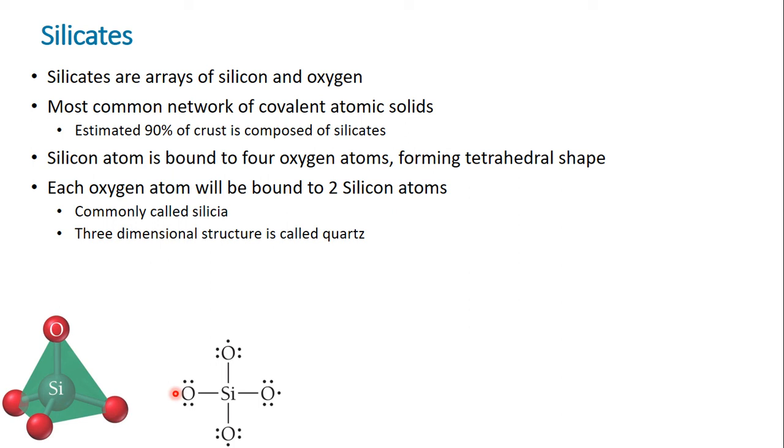And each oxygen, as you can see here, we only have 7 electrons. So each oxygen is actually bound to 2 silicons. So you'd have a silicon here, here, here, and here. This compound, once you have the network, is called silica. And the 3-dimensional structure these form, we call it quartz. So if you've ever seen a quartz diamond or a quartz ring, that's just silica, this compound.